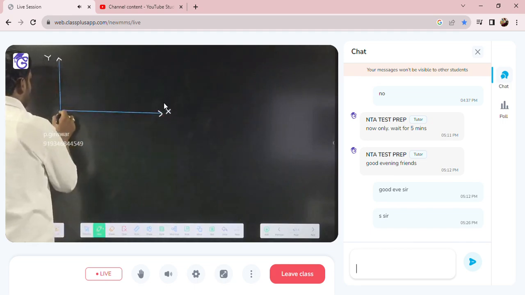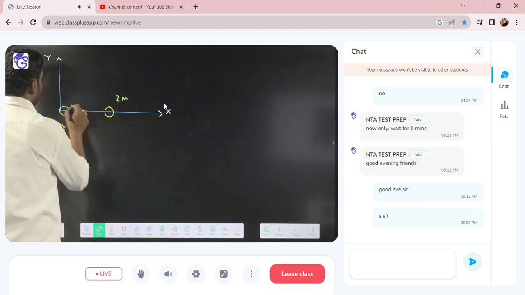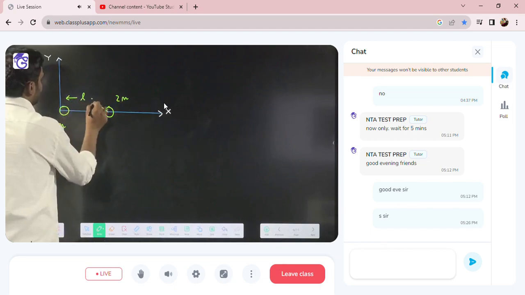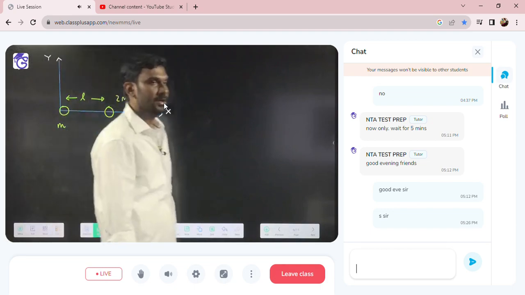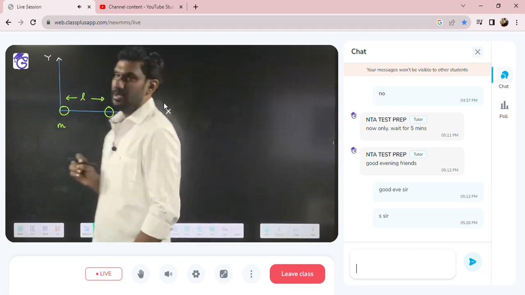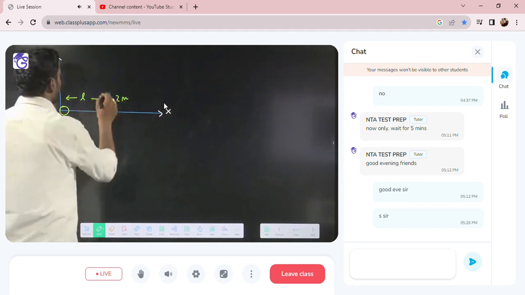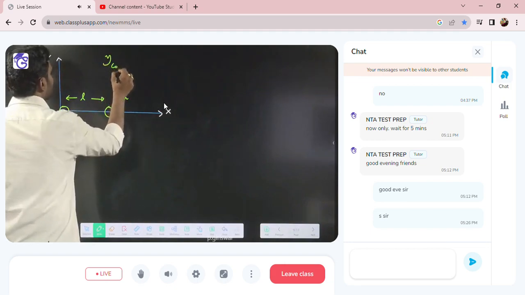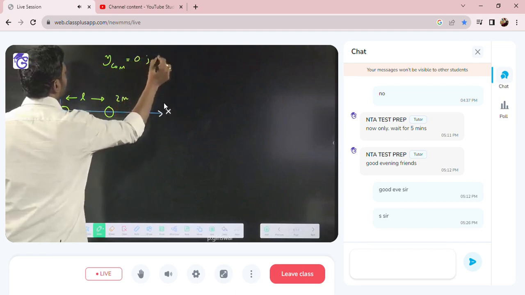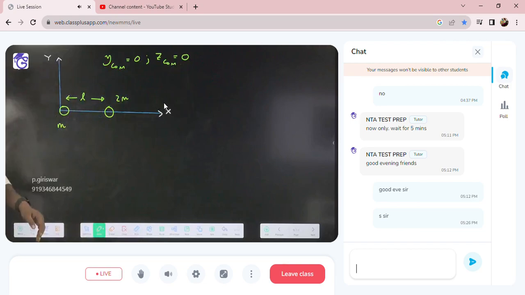I keep a mass here. This is mass m. I keep a mass here. This is mass 2m. I consider the separation between them is L. Right? Simplest question I am taking. Ekdam simple. The system is along x-axis. Both the particles are along x-axis. So I'll write y center of mass is equal to 0 as well as z center of mass. Is that clear to all of you, boys and girls?